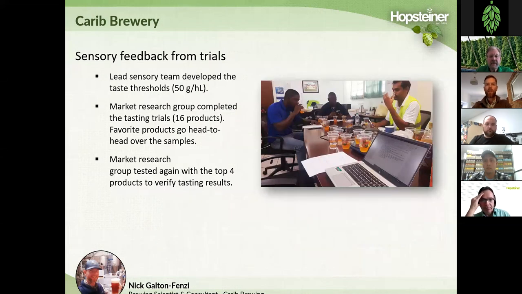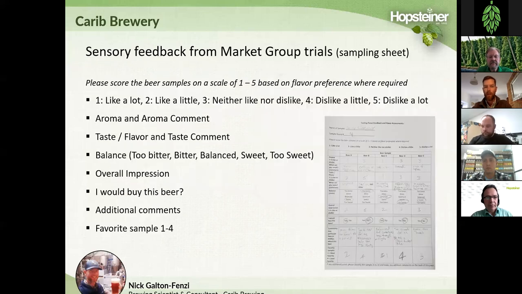As I said, the lead sensory team came up with the dosing mechanism, and then we invited a series of students to come in on a couple of different occasions. We would also make sure that we'd include doubles as far as our tasting and sampling goes, just to eliminate any outliers that may have come through. And then we tested our top 4 products to verify the tasting results against each other. And we came up with some really solid, almost unanimous tasting results across those groups.